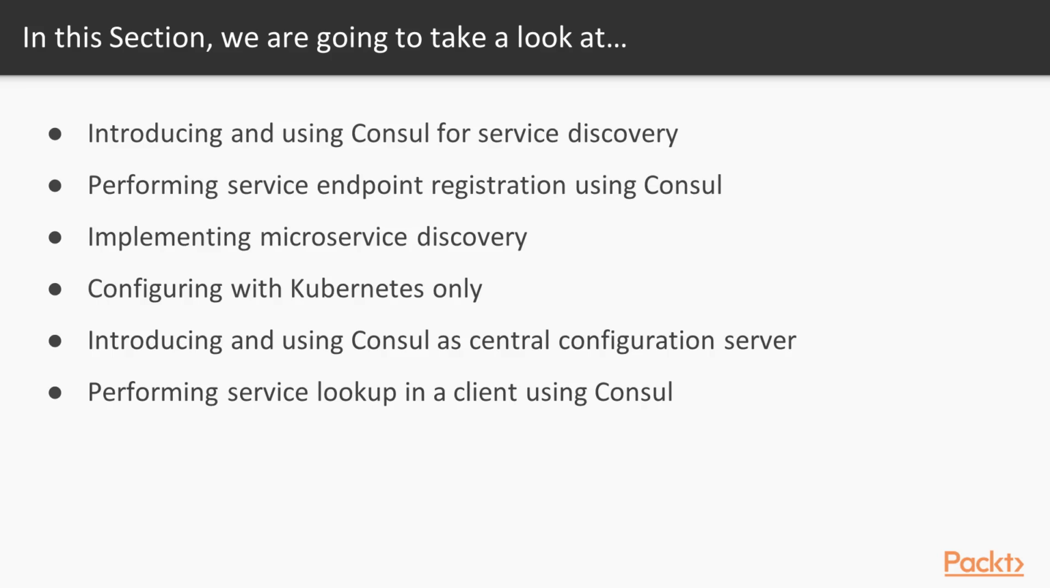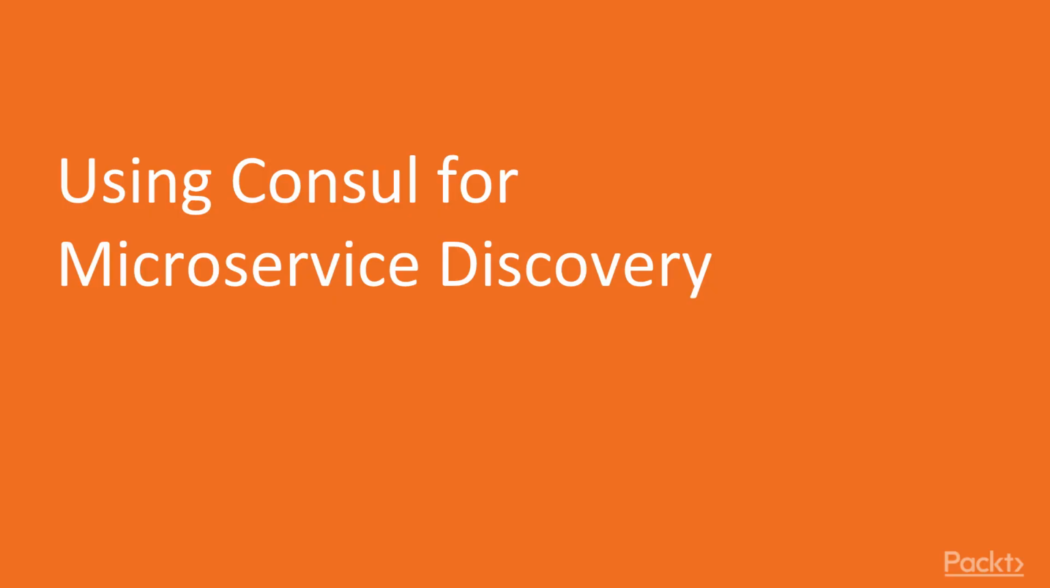Next up, we'll implement a small client application that will use Consul to perform service lookups. And finally, we'll implement a pure Kubernetes version of service registration and lookup. So we'll change the microservice and implement discovery and configuration with Kubernetes mechanisms only. So as usual, a lot of ground to cover in this section. We better get started. Using Consul for microservice discovery.